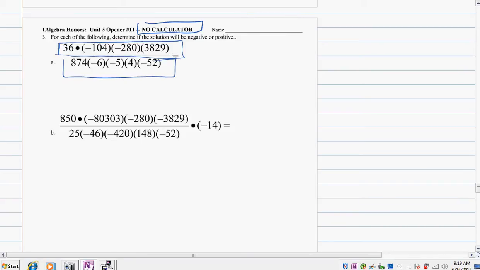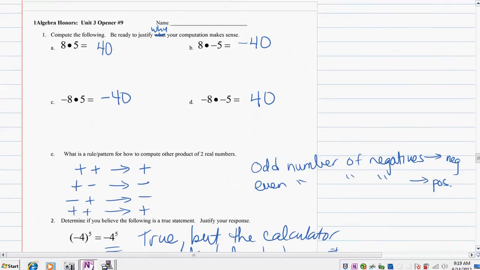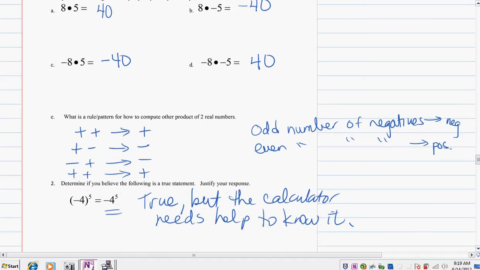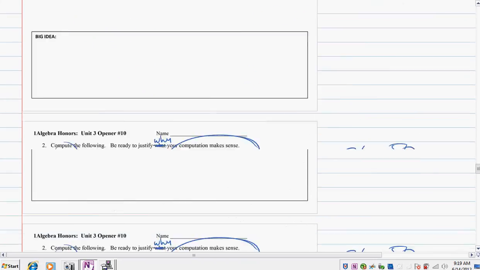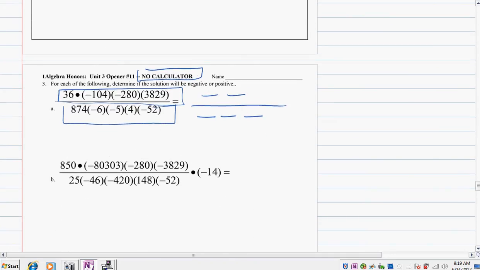We'll notice we have two negative signs on top, and on the bottom we have three negative signs: 1, 2, 3. Now we know that a negative times a negative, if you remember one of our prior opener rules, is that if you have an even number of negative signs, it's positive. So here we have an even number of negative signs, so this is going to be a positive on top. We have an odd number on the bottom, so that's going to be negative.